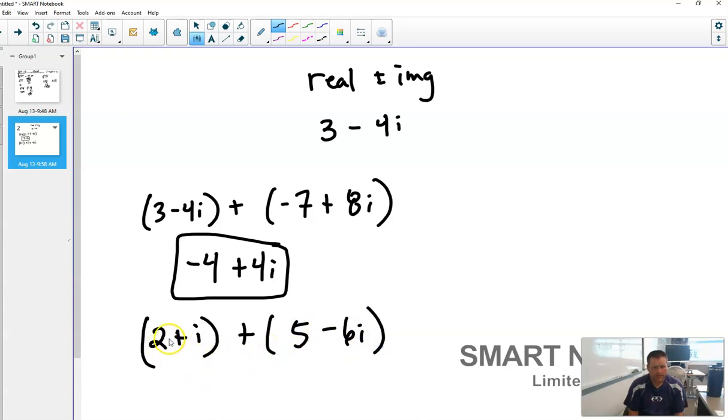So here I'm just going to add the 2 and the 5 together, which is going to give me 7, and then the i and the negative 6i, which is going to give me negative 5i. And that would be it.